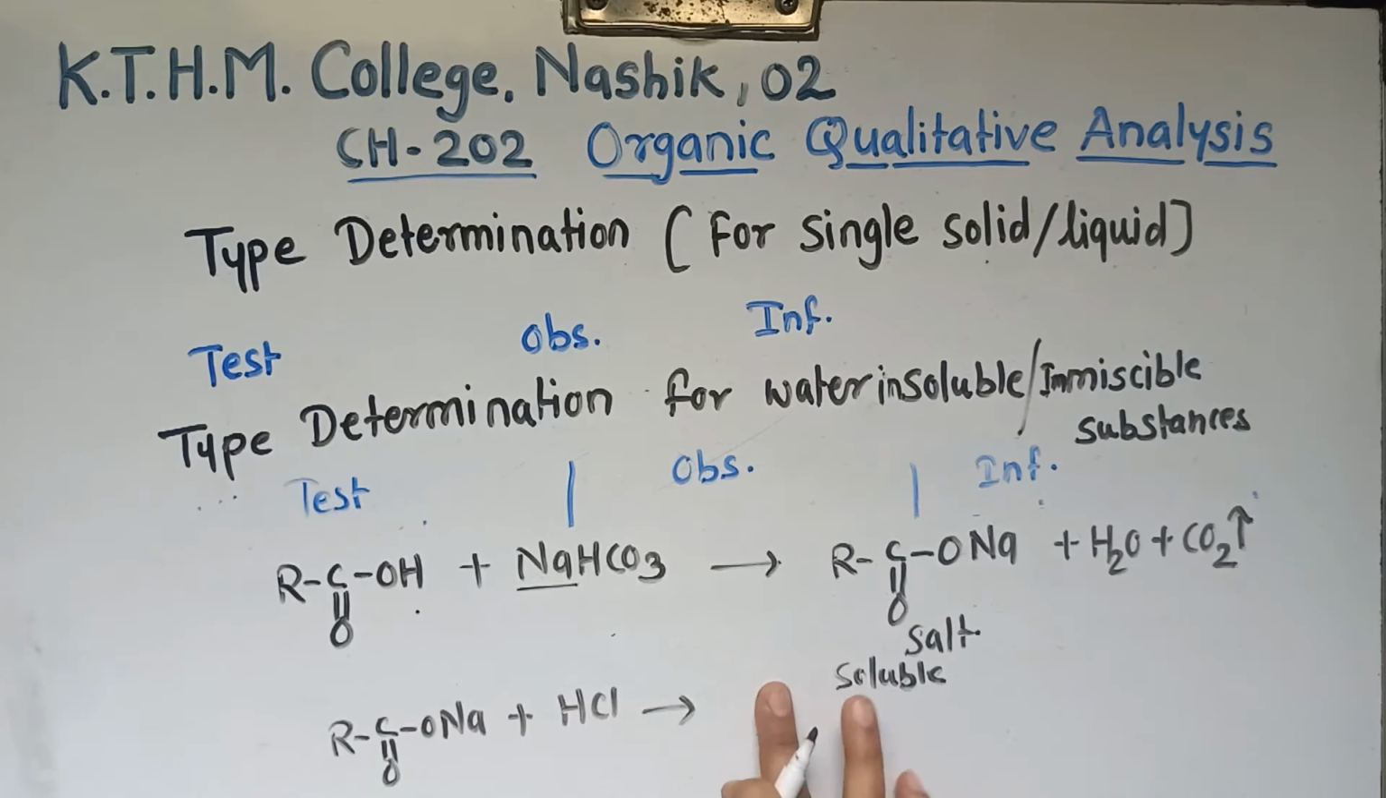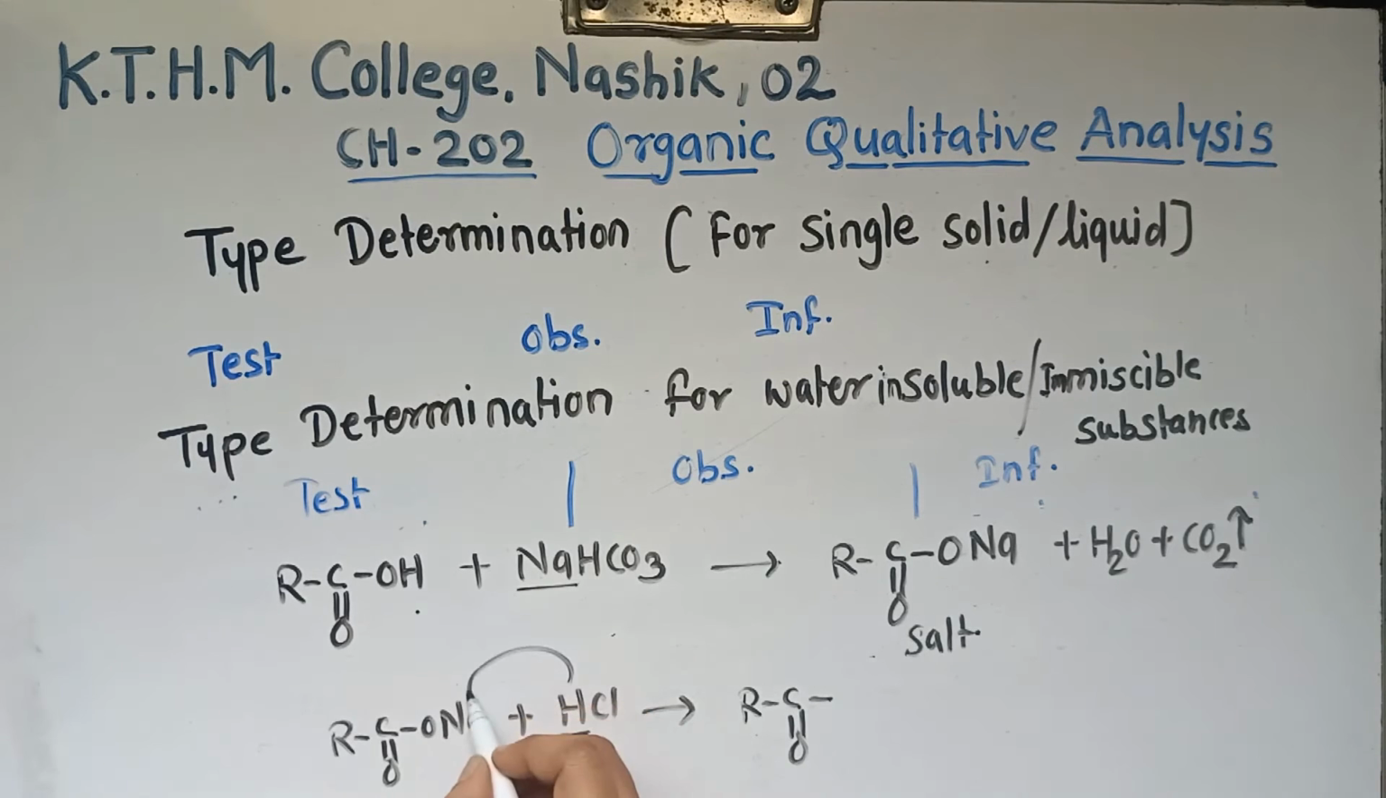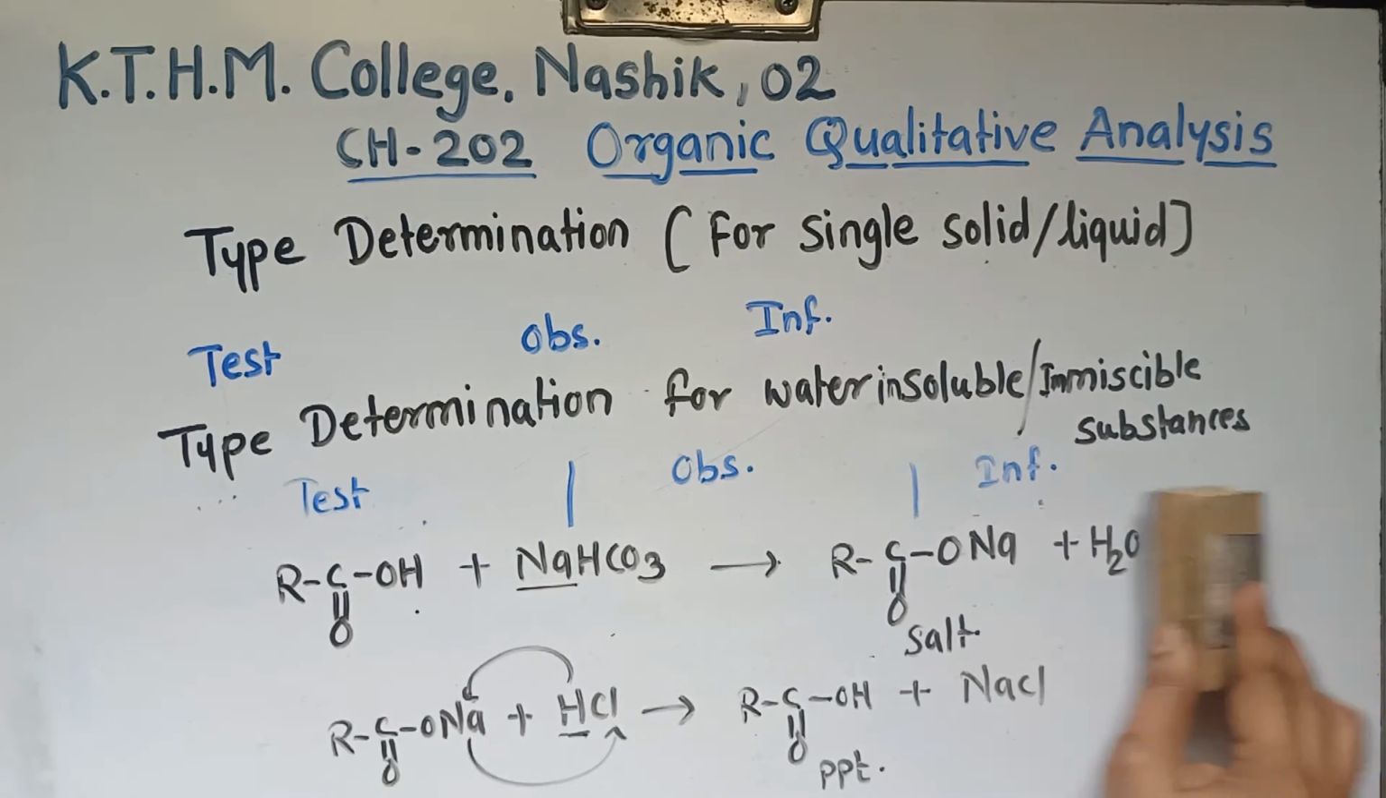So what happened here, students? In RCOOH, the H goes to this side and Na takes out the Cl. So there is a formation of NaCl and this precipitate is obtained. In this way the reaction happens and we conclude that the given compound is acidic. Okay, it is clear. Then the next is phenol.